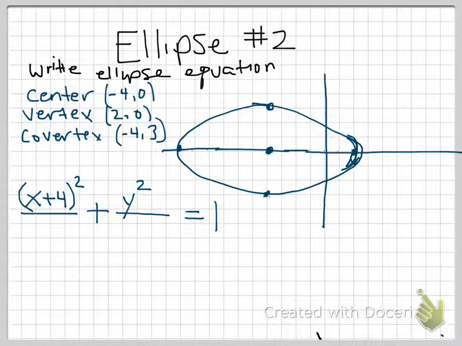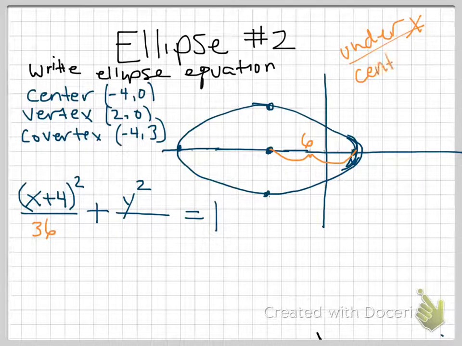The next thing we need to do is look at what goes in our denominators. Under x is always the distance from the center to the right, squared. If we look at the distance from the center to the right, that is 6 units. So under x, we're going to take that number and square it. So we'd put 36 under here. So remember, under x, we'll write off here to the side, under x is center to the right, and then you're going to square that.